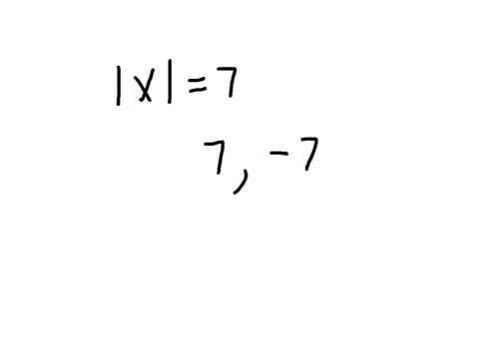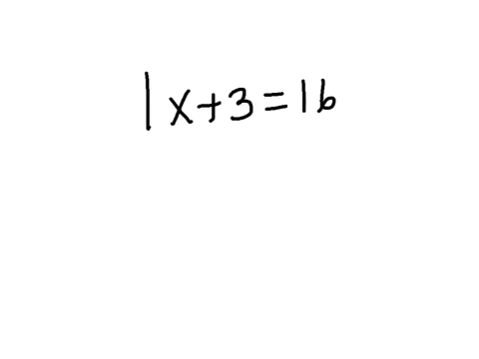Let's solve some absolute value equations. Okay, the absolute value of x is equal to 7. Well, there are two numbers that have the absolute value of 7. One is 7 and the other is negative 7. That's about the simplest kind of problem that there is.